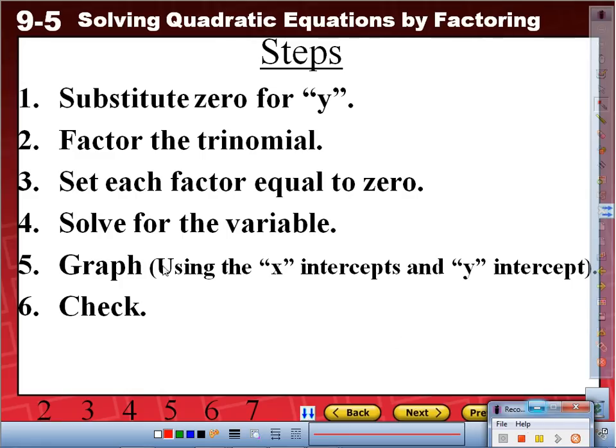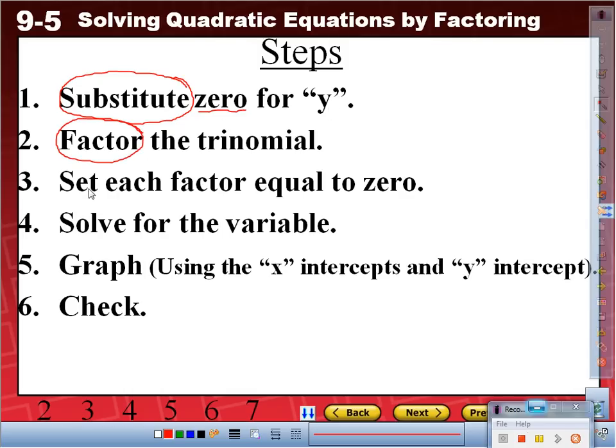All right, words to circle and underline to remember. Step 1, substitute 0. And the only variable there that they have to substitute is y. Step 2, factor. Step 3, set each equal to 0. So once you factor, set each equal to 0. Step 4, solve. Solve, graph, and check.